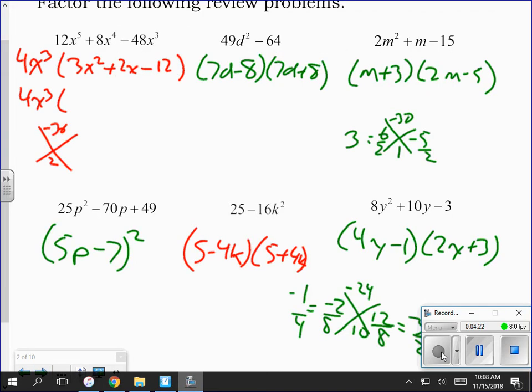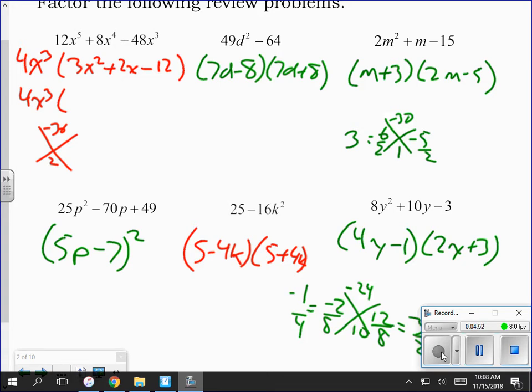Okay, so the first one, factor out 4x cubed. You get 4x cubed times 3x squared plus 2x minus 12. And I don't see the factors of 3x squared plus 2x minus 12. Two numbers that multiply to give me negative 36 and add to give me 2. 6 and 6, 9 and 4. Neither one of those are going to do it. 3 and 12 isn't going to do it, so I don't see them factorable.